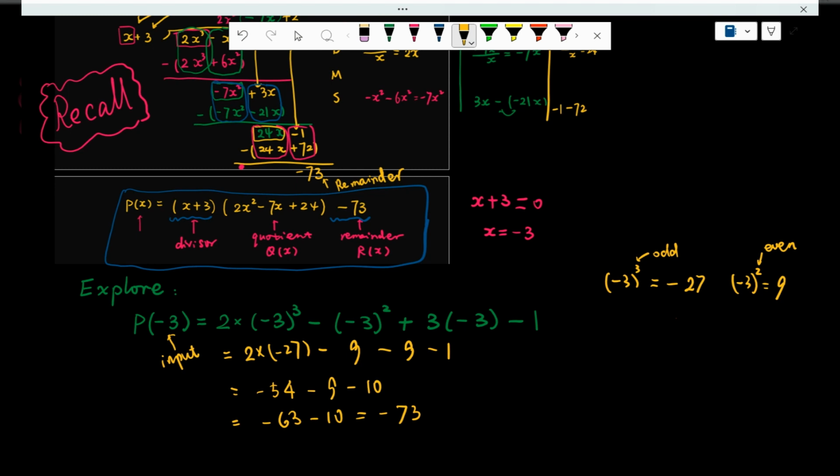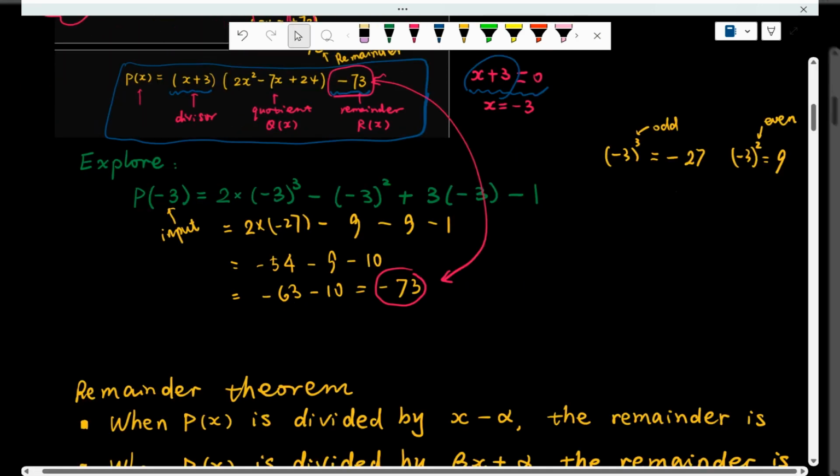What can you discover? Yes, this value is just the remainder of p of x. So they are exactly the same. It tells us the result of the remainder theorem. It means when we try to get the remainder of the polynomial, we can skip the long division and just use the x value. And this x value is obtained by using the divisor. Then we are going to conclude the result in this form.